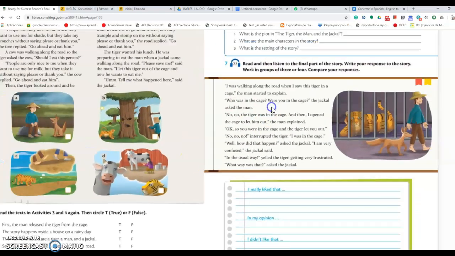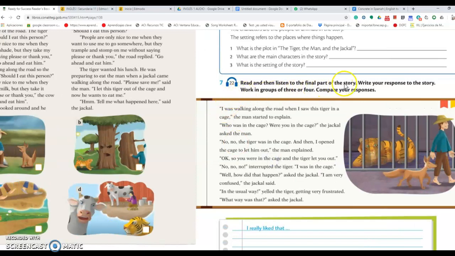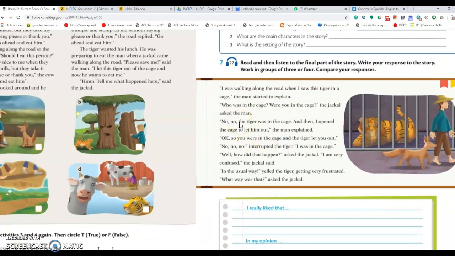Okay, let's go to the last activity. Read and then listen to the final part of the story. Write your response to the story. Work in groups of 3 or 4 and compare your answers. Let's see what happened in the last part of the story.